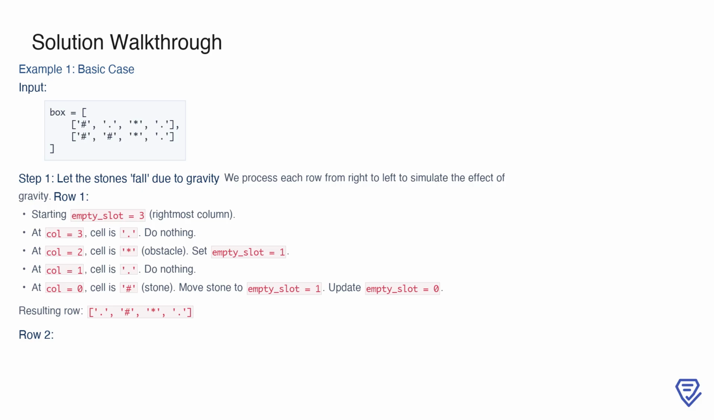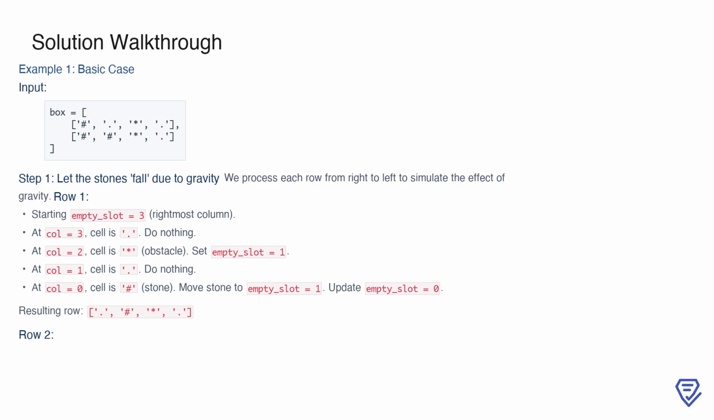Here, we start with the first example where the input box is a 2x4 grid. The goal is to simulate the effect of gravity on the stones, then rotate the box 90 degrees clockwise. For step 1, we process each row from right to left. In row 1, we begin with the rightmost column as the empty slot. As we move left, we encounter a stone at column 0, which we move to the empty slot at column 1, leaving column 0 empty.